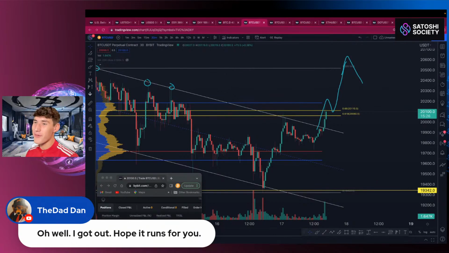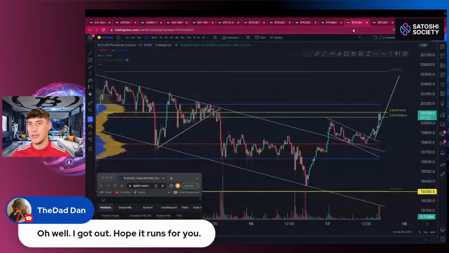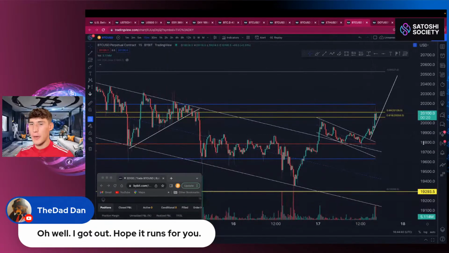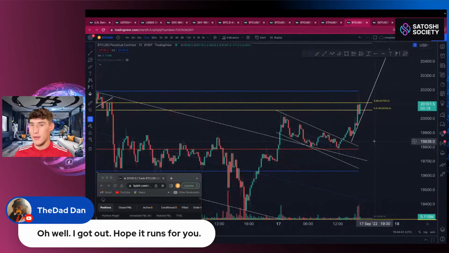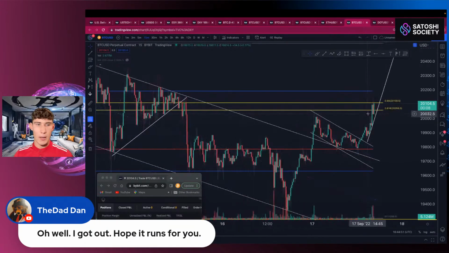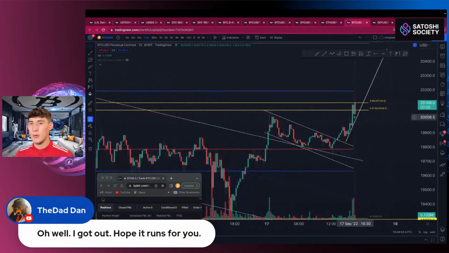If we broke above that resistance on the bull flag, I did say we would see this price increase. So yeah, you've got to make sure you're listening to the things that I'm saying. And as you can see, it's played out nicely. Obviously, we're going to find a little bit of resistance at this golden pocket, but I do expect it to break. I do expect it. So we'll wait and see. I will keep you updated as always.